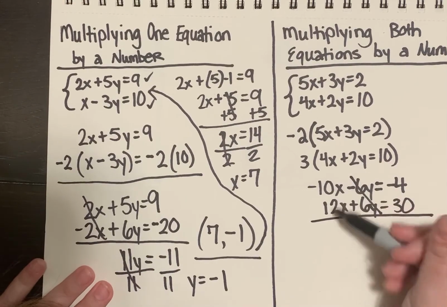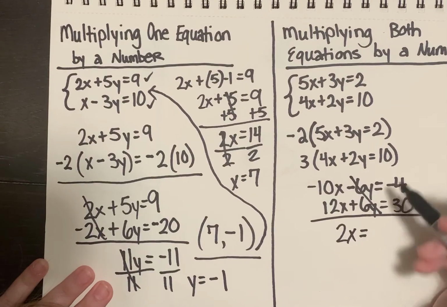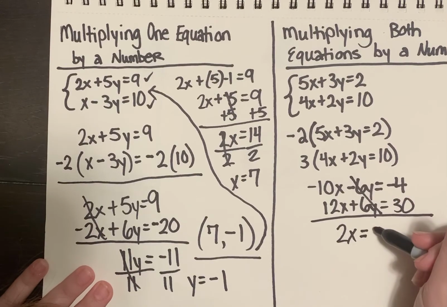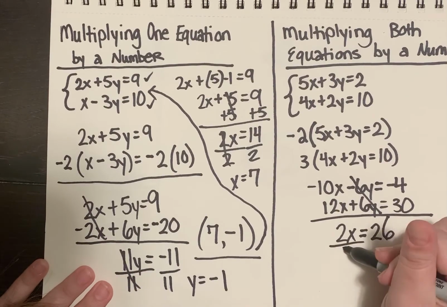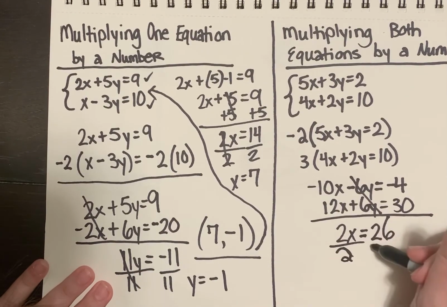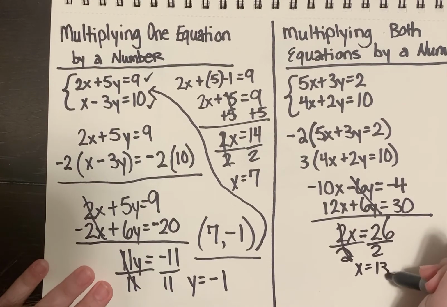So I'm left with 2x equals 26. Oops, divide by 2, not x. x will give me 13.